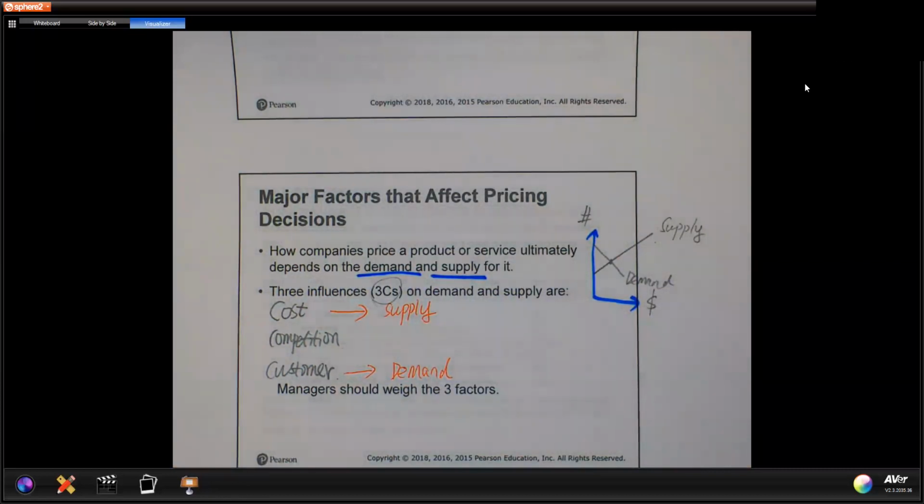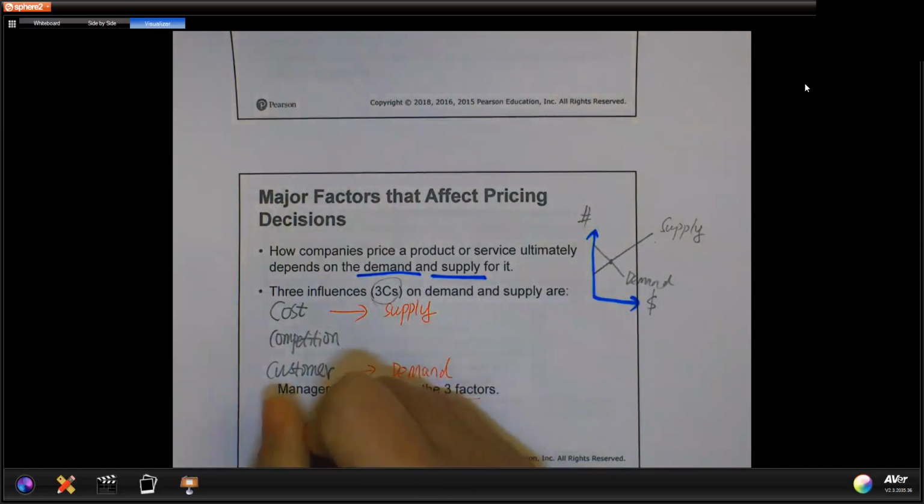I would say read the textbook. Remember, we talked about this in chapter 14, chapter 13, chapter 12. Our handout is directly related with your textbook, so I would suggest you read the textbook. Managers, we should weigh the three factors based on the market.